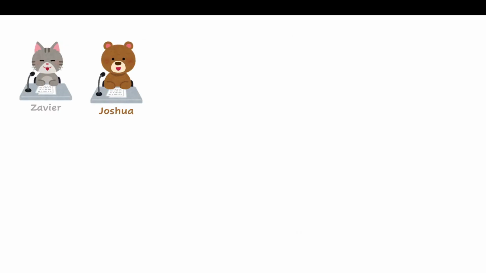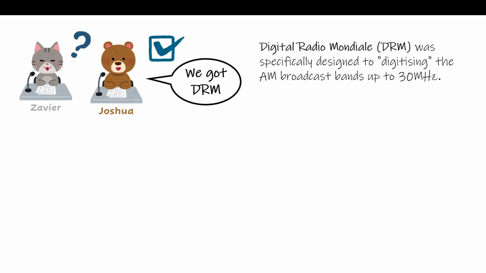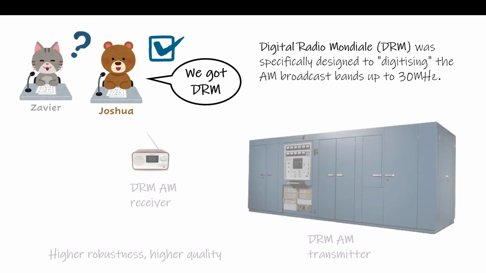We've talked a lot about DSB-FC and also DSB-SC. But you might be wondering, is AM still relevant today? Well, the answer is yes. Its ideas live on in Digital Radio Mondiale, or DRM for short, a modern digital replacement for AM broadcasting. At first, DRM was specifically designed to digitalize the AM broadcast bands up to 30 MHz. It has much better audio quality, lower power, and the ability to send text and data alongside audio.